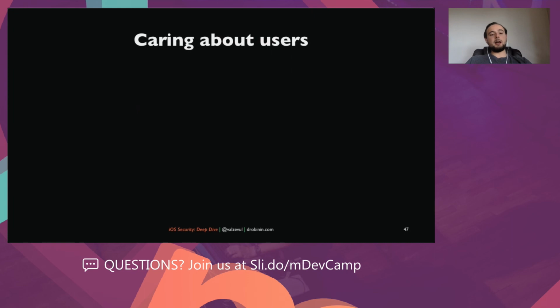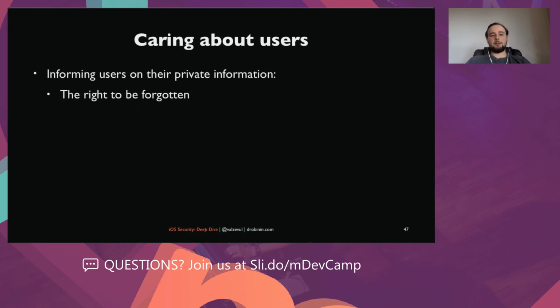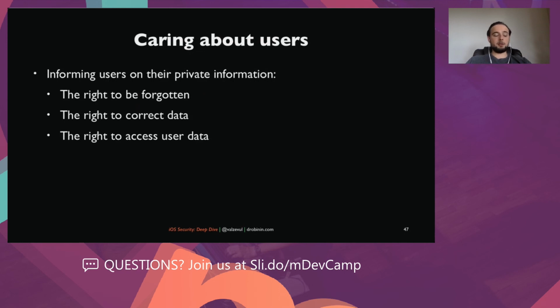Overall, the silver lining of this rendering is that you should care about your users. You should inform your users about their private information. You should tell them that they have the right to be forgotten, the right to correct data, the right to access their data. And if you log something, if you analyze something, if you use analytics, the first step to remove these possible concerns or issues with security is to acknowledge them, is to tell your users that you have problems with storing some security data. Maybe not directly, but at least allow them to opt out from storing some data.